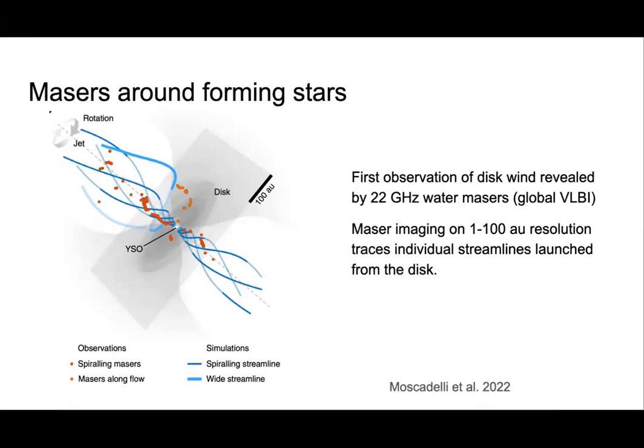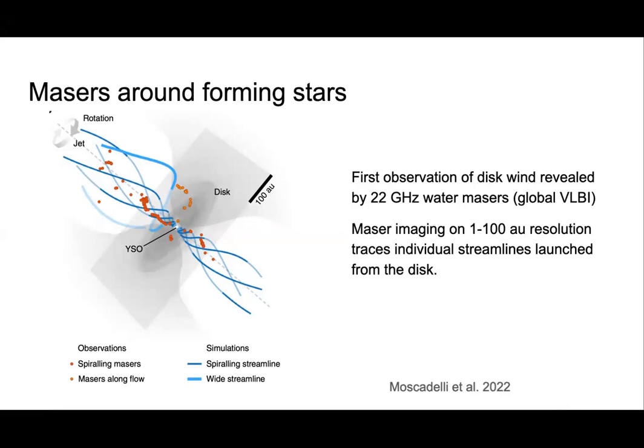So to have accurate comparisons of the kinematics, and accurate comparisons to models, we need very high angular resolution information, both the spatial information on the gas and the kinematic information. And that's where maser VLBI can be a very important contribution.